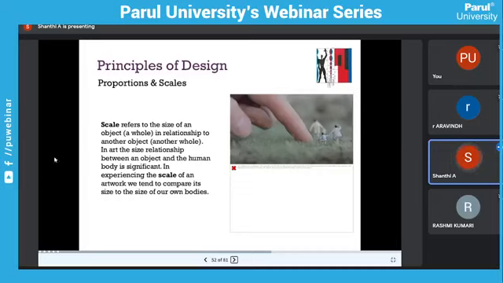So here again, proportions and scales are very important. Apart from balance, this is the one major thing which we have to concentrate on.